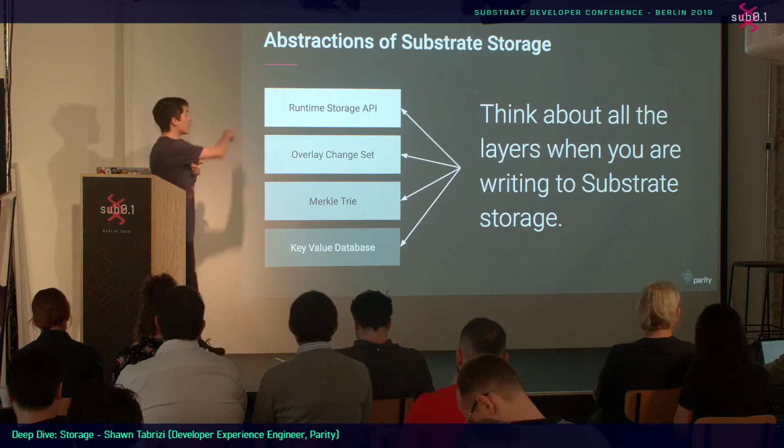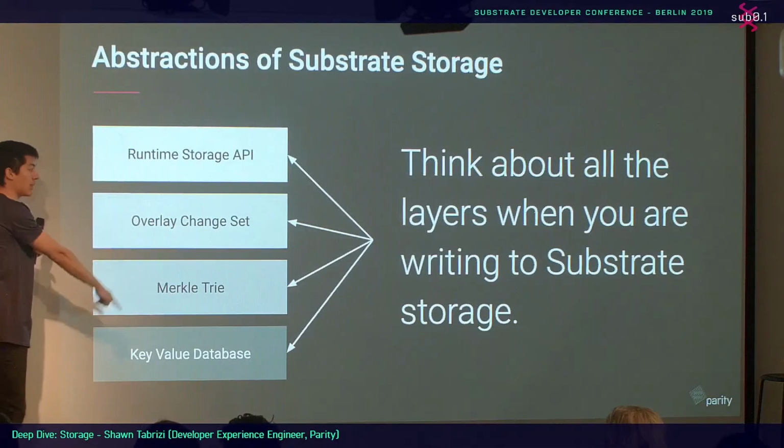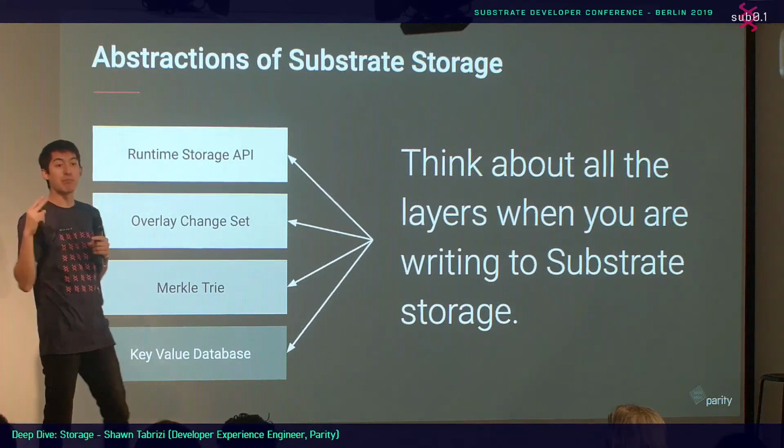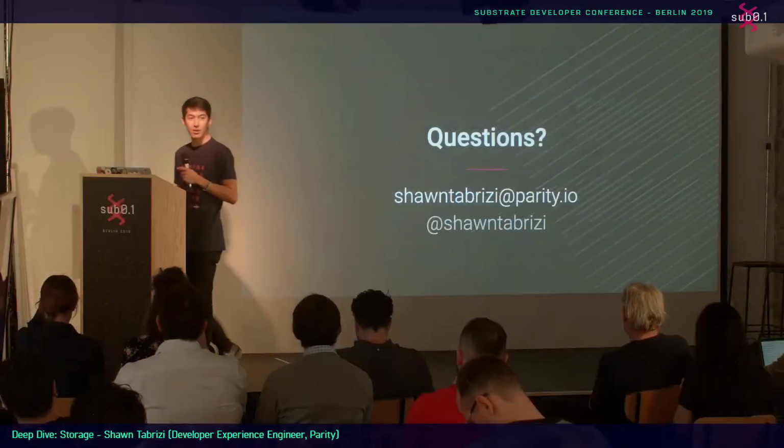You're working probably mostly in this runtime storage API, but it has ramifications and impacts to all the lower levels. And you really need to be conscious of that to be able to make the best decisions for your network. Okay, and yeah, that's what I have to say. Any questions?